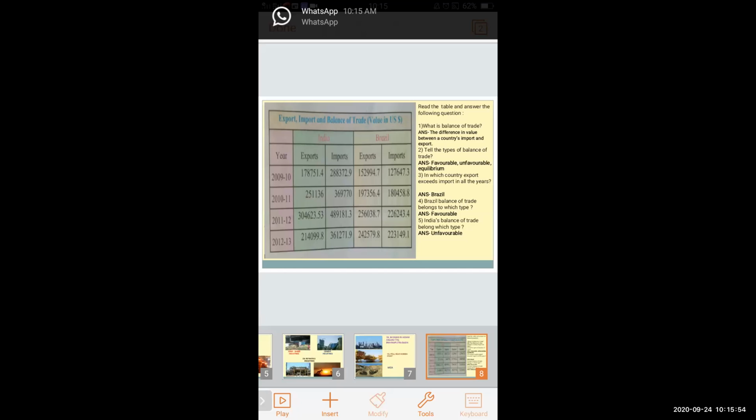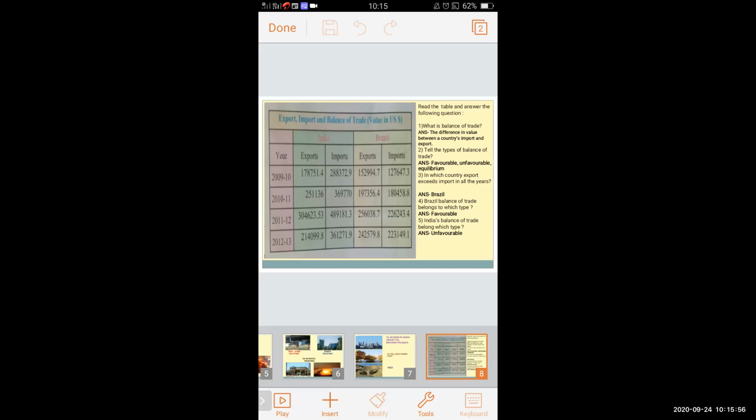So while comparing import and export of India, we can see the export of India is less and the import is more. This shows that India imports a large quantity of goods, materials or commodities from other countries, more than its export. Export is less in India. In Brazil, we can see export and import.